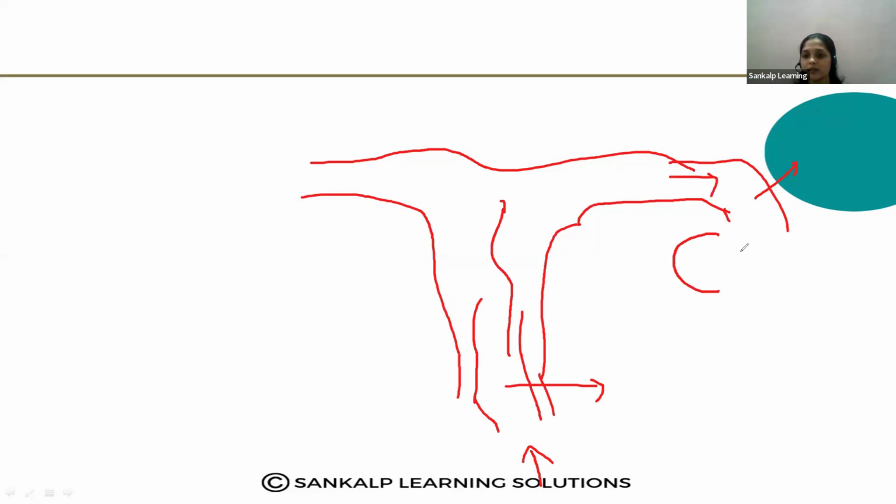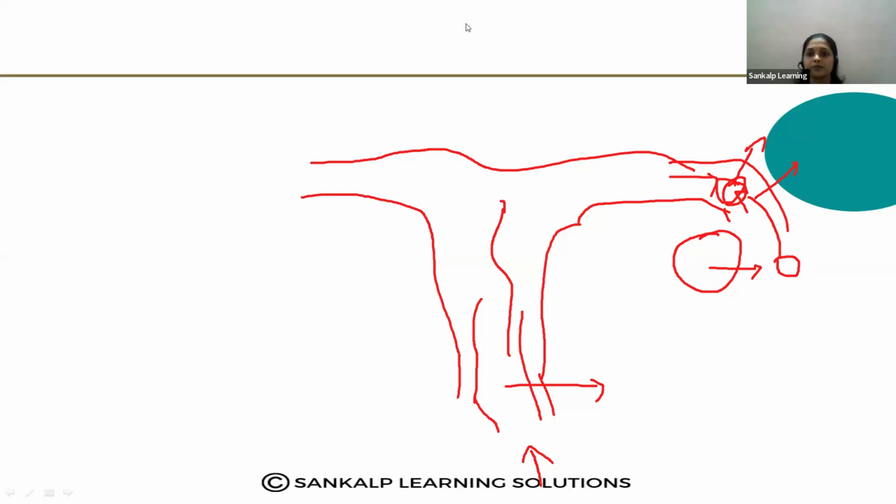Here there is an ovary. The ovary releases the ovum, you know that. This ovum also moves in the oviduct and reaches the ampulla region. Exactly in this region, the fertilization takes place. So this is about how fertilization takes place.